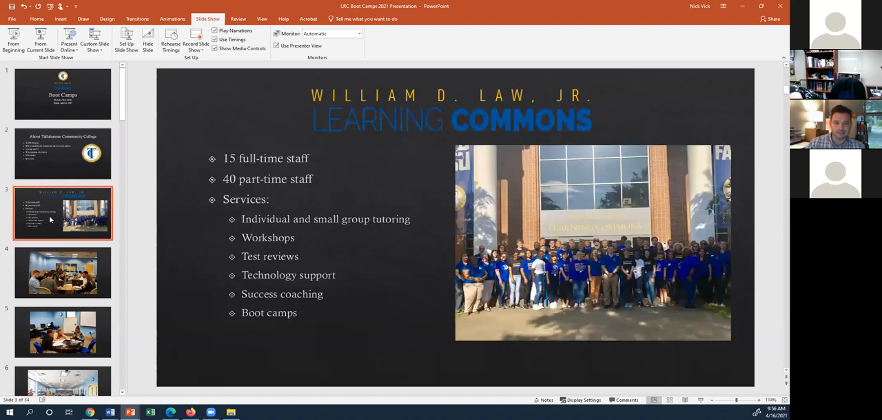Now we'll preface this and say that this is a pre-COVID picture of our team out front at the Learning Commons. And you can see the breakdown of our staff there. We're fortunate to have such great support to be able to have both full-time specialists, writing and reading specialists, as well as part-time tutors and academic success coaches.